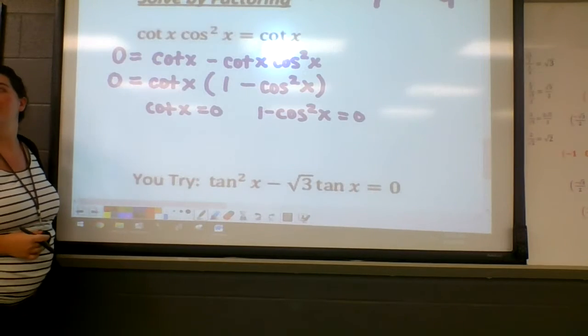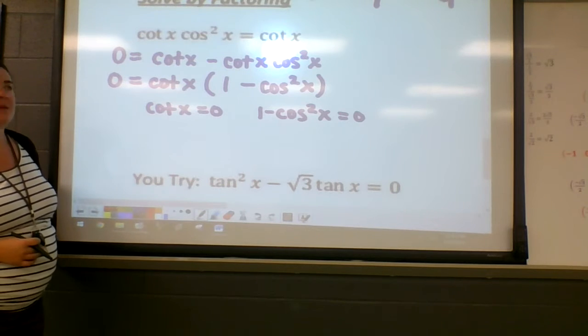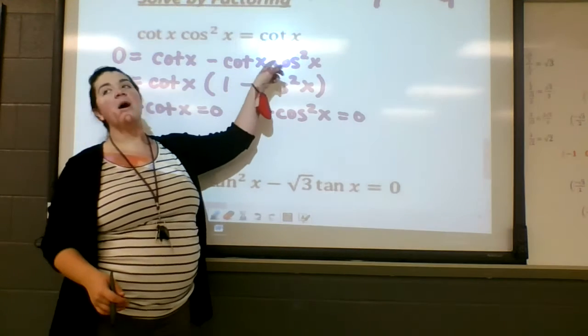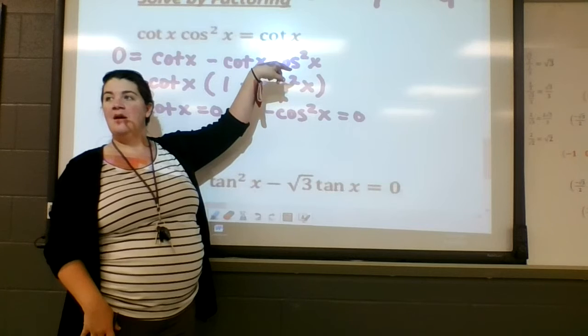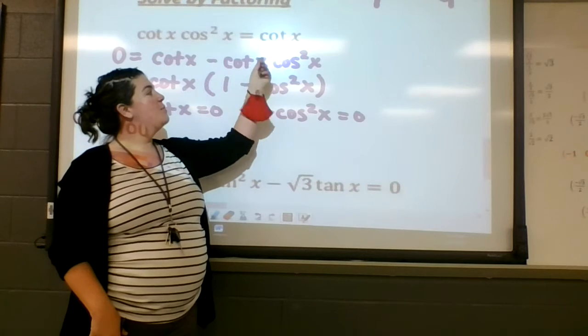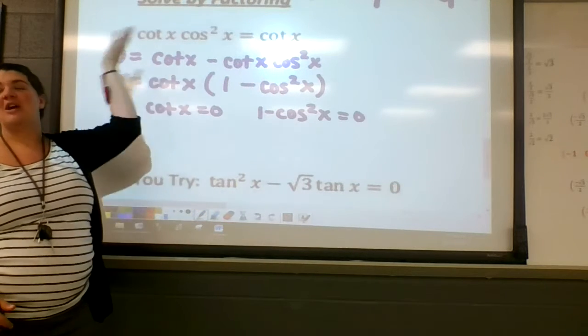But how would you pull the tangent out of the cosine? I didn't pull it out of the cosine. It's being multiplied by a cosine. So because they're being multiplied, I can divide it, factor it out.